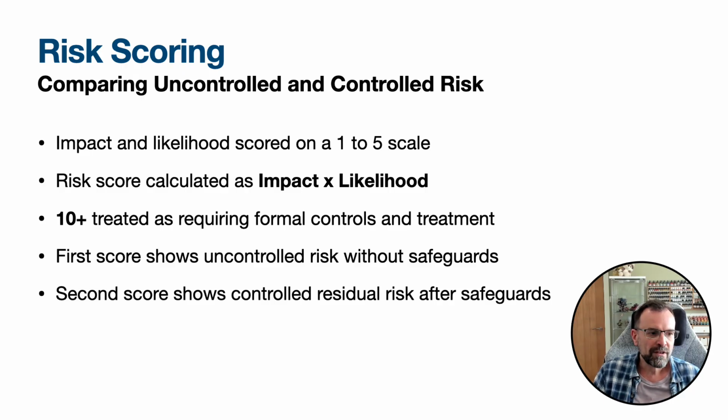Looking at the risk scoring method, it's a simple scale of 1 to 5 using an impact times likelihood approach, calculating the score by multiplying them. So in this model, any score of 10 or more requires some explicit controls and treatment. I performed the assessment twice, first with no controls in place, meaning the application without the relevant safeguards, and then again in a controlled state with the implemented controls.